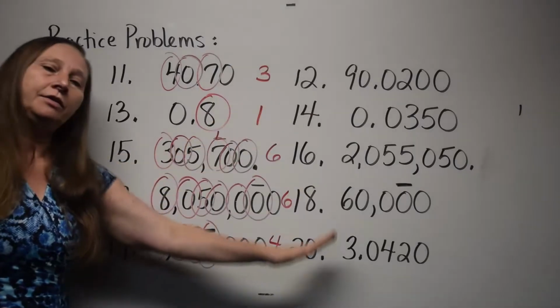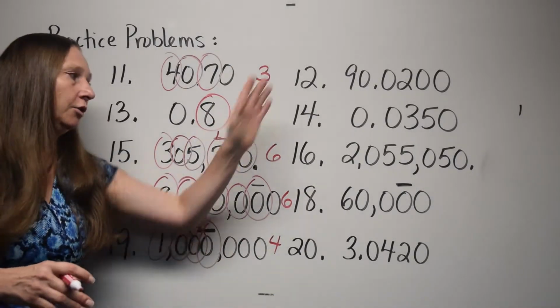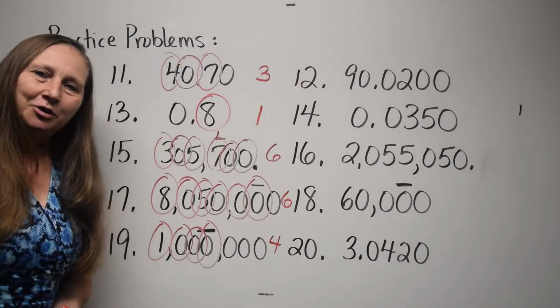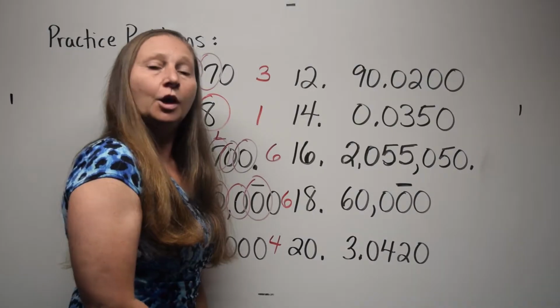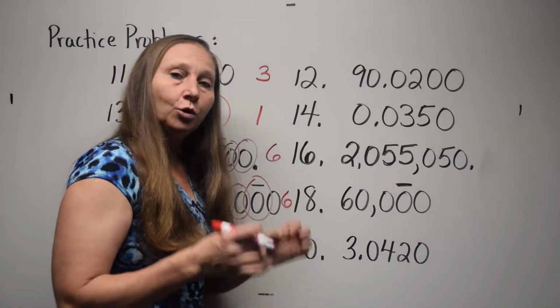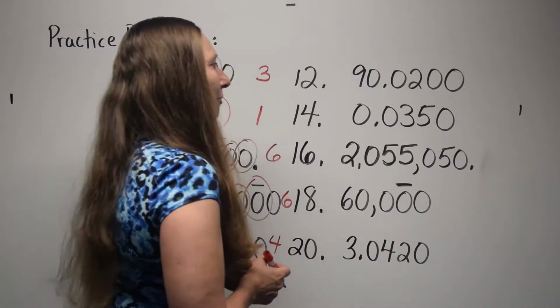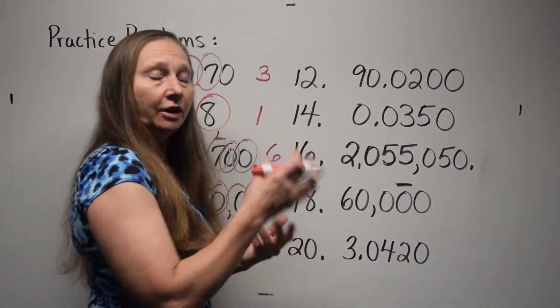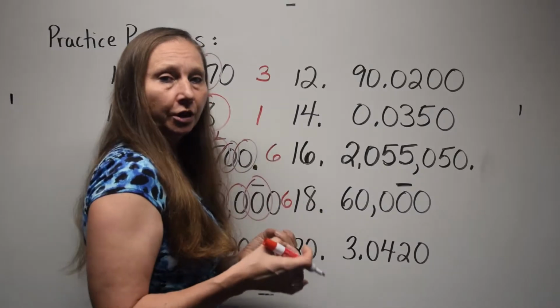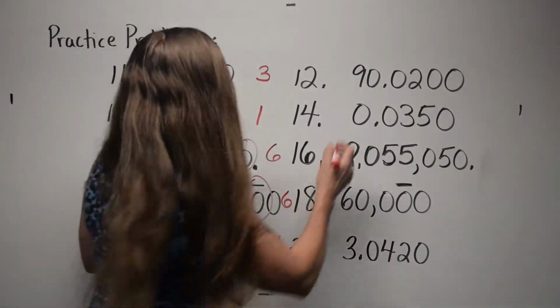Okay, so try the even-numbered problems. Pause the video, give them a try, and then I'll go over them and you can see whether or not you got this. Remember, say each rule to yourself. All right, here we go. And you're going to get faster, and you're not going to have to say the entire rule once you start getting used to it. Here we go.